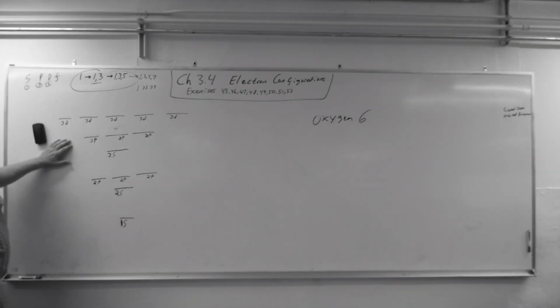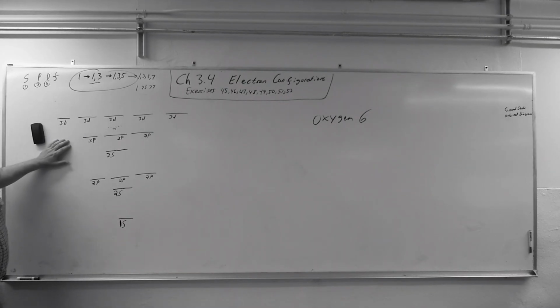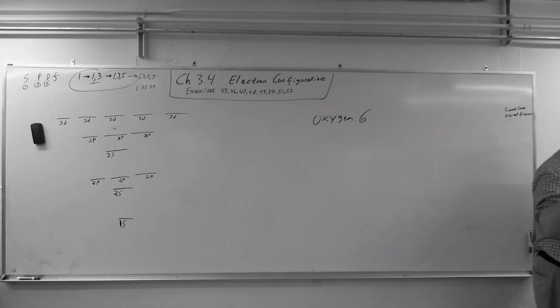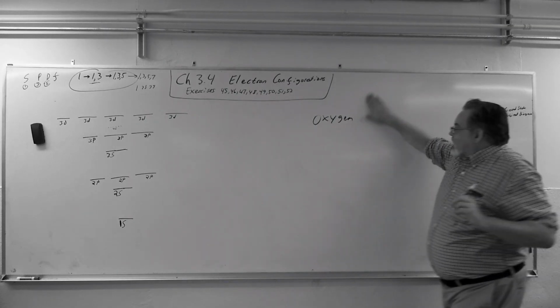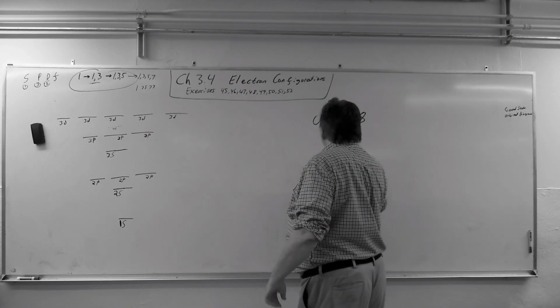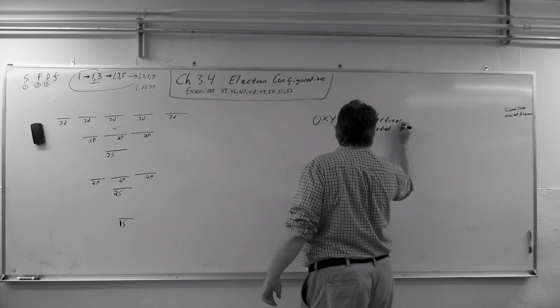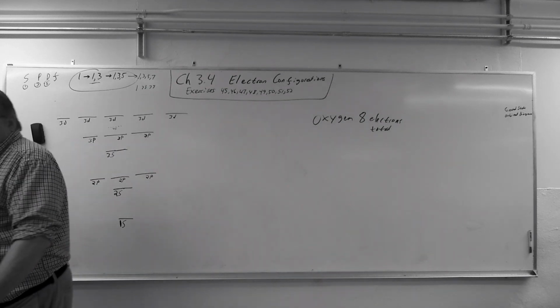I said how many valence electrons. How many total are in oxygen? And we're talking about the neutral atom. It's 8. So the 8 on the periodic table tells you that's how many protons it has. But for the neutral atom, and that's what I'm talking about here, that means it has 8 electrons. So oxygen actually has 8 electrons total. And this is how you make the electron configuration.